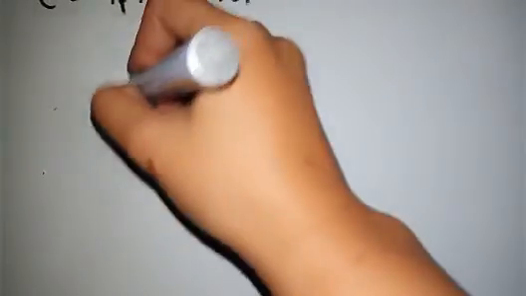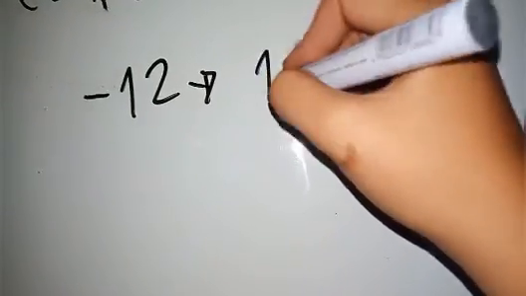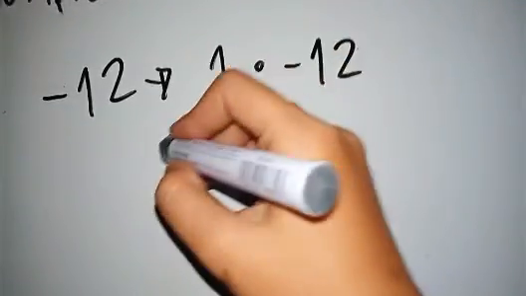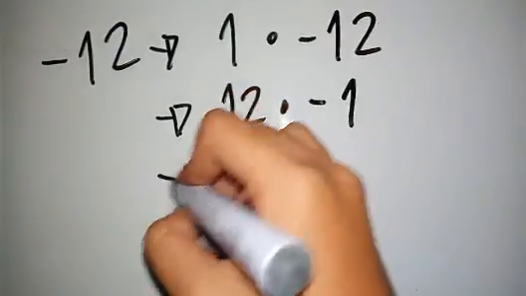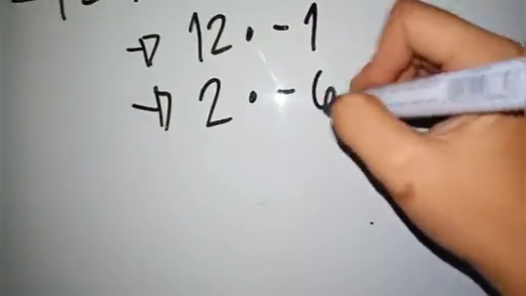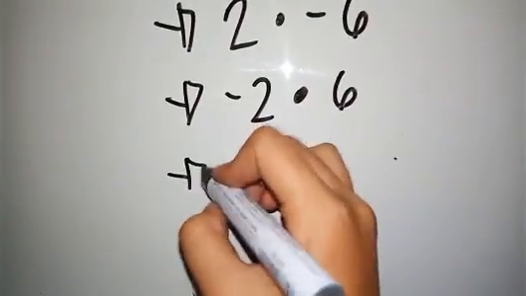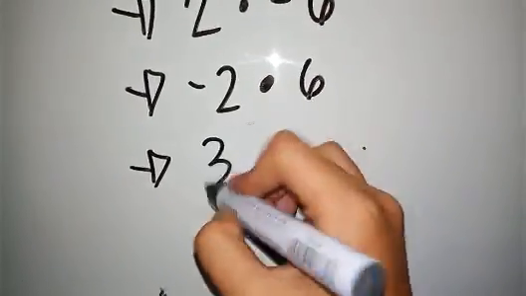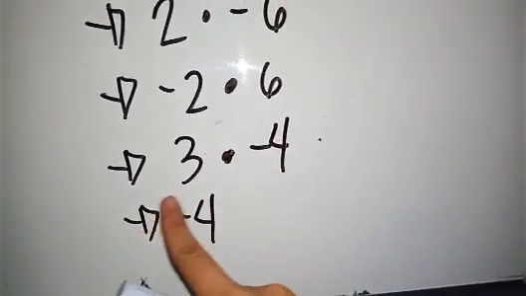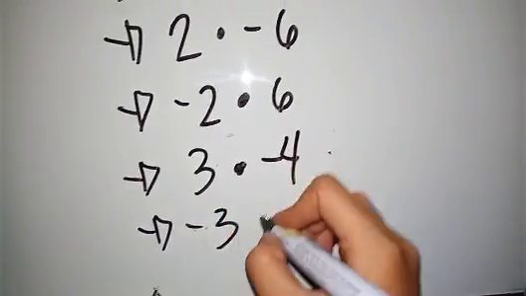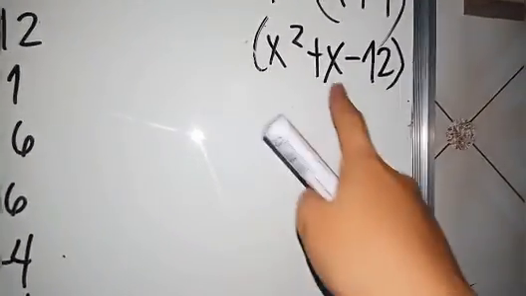Ngayon, kunin natin yung mga factors ng negative 12. Yung factors niya ay pwedeng maging 1 and negative 12. Pwede ring maging positive 12 and negative 1. Then, pwede ring maging 2 and negative 6. Pwede ring maging negative 2 and positive 6. Then, the last one is magiging 3 times negative 4. And pwede ring baliktad, which is negative 4 or negative 3 times positive 4. Ngayon, titignan na natin dyan kung pinag-add ba natin ay makukuha yung positive 1.